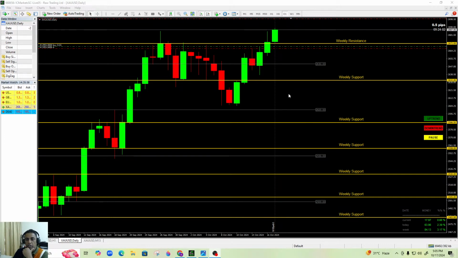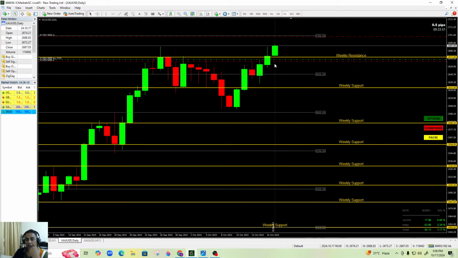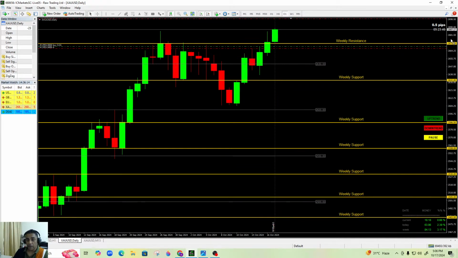Okay, so this is the daily chart. Previous daily closed above weekly resistance 2672. I was anticipating a move up yesterday heading towards 2700. It didn't happen yesterday because there was no volume, there were no news events yesterday. But the previous daily, there is a lot of bullish momentum on the high time frame.